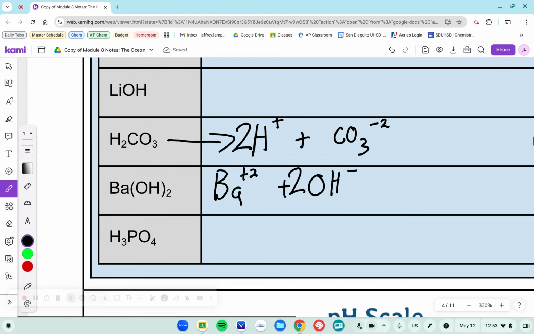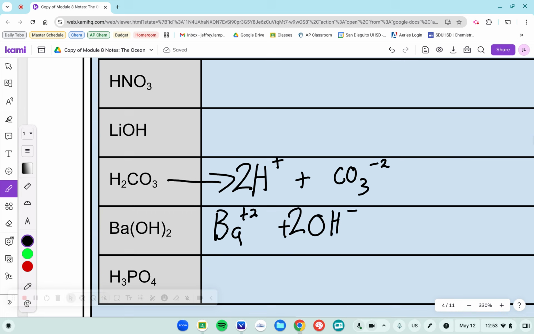Okay, so I want you all to try and fill out the rest of the chart here. So try and write out the dissociations for HNO3, LiOH, and H3PO4. Go ahead and try this out. See if you can do it.